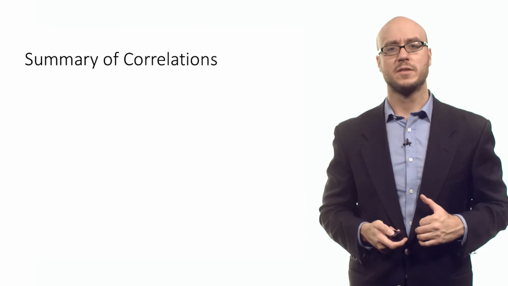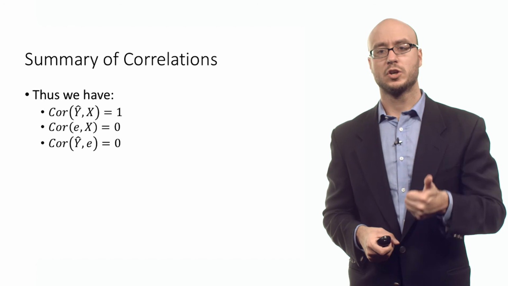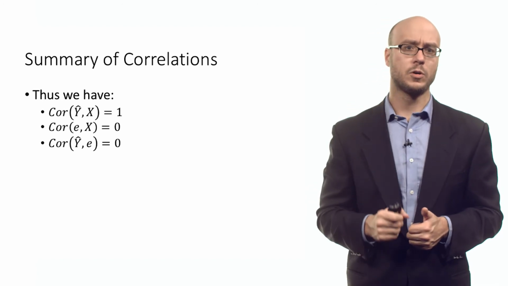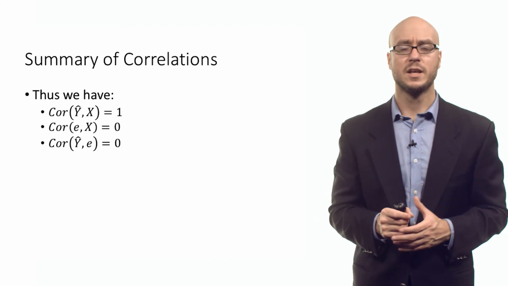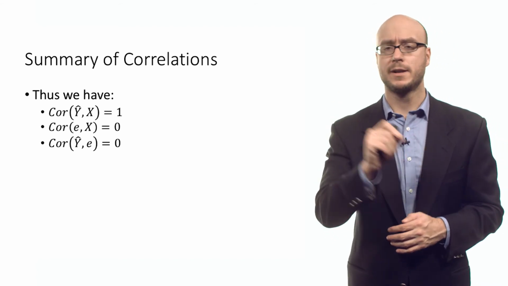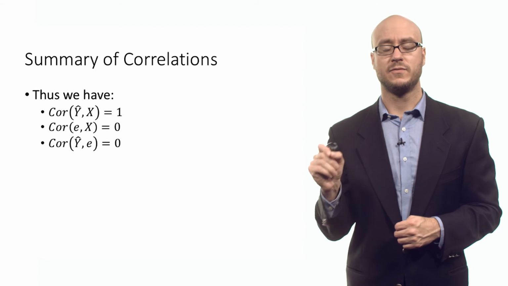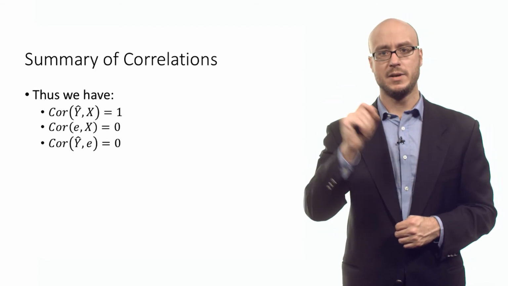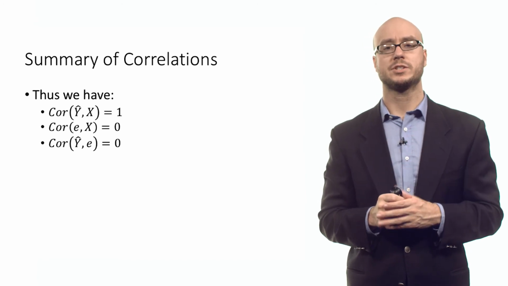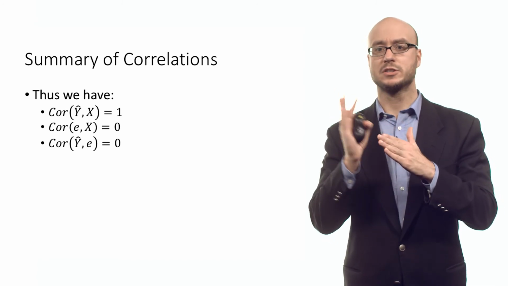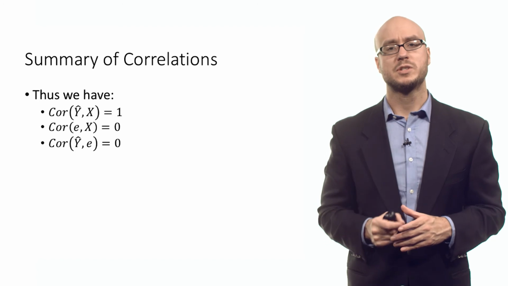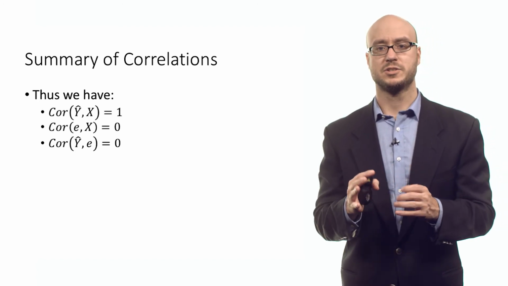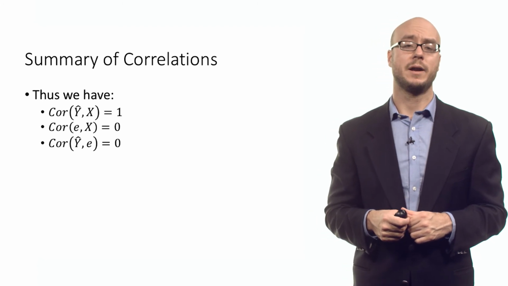So let's look at a summary of these correlations. We look at the correlation of our fitted values and our input variable. They're completely correlated, a correlation of 1. Intuitively, you can think of that because all those y-hats fit on a line. So for every x value in our data set, that y-hat is going to be on a line. And in the limit, a perfect positive correlation looks like a line. The correlation between our errors, our residuals, and our input variable is 0. So the errors or residuals are unrelated to mid-parent height.